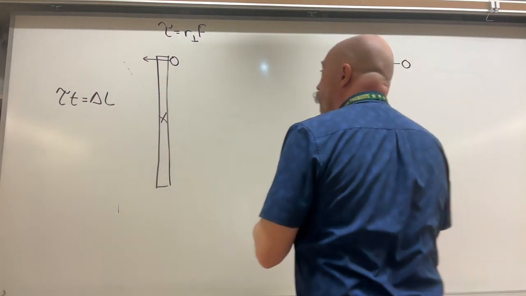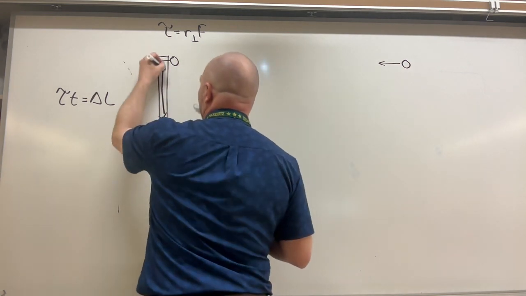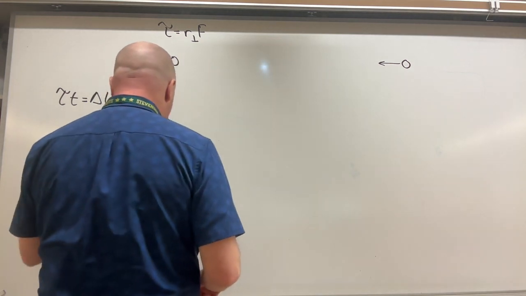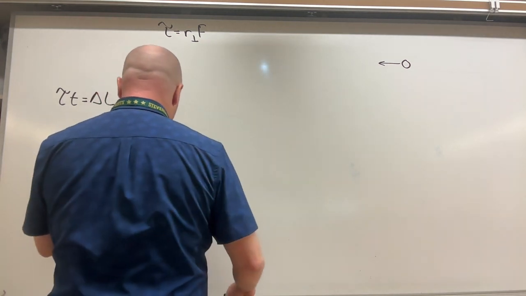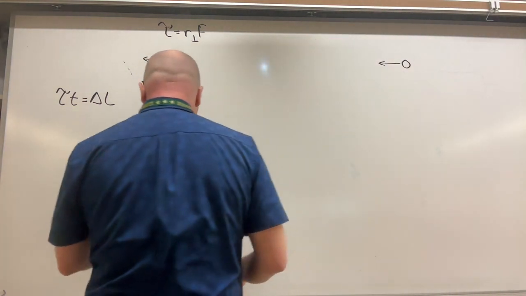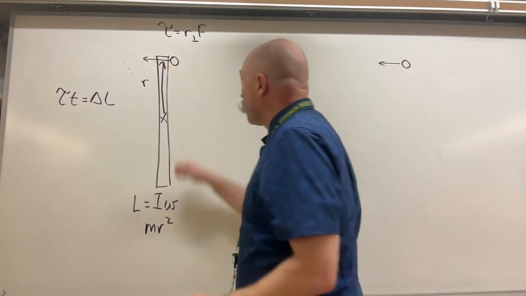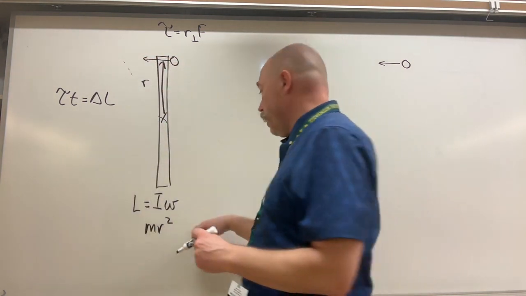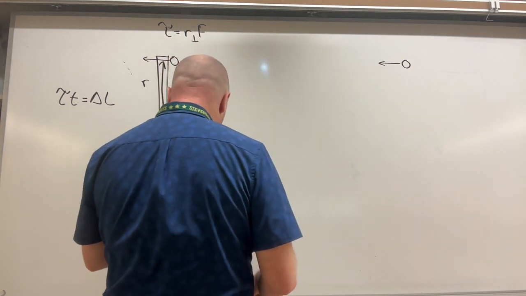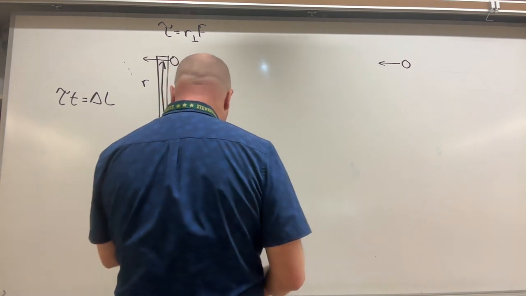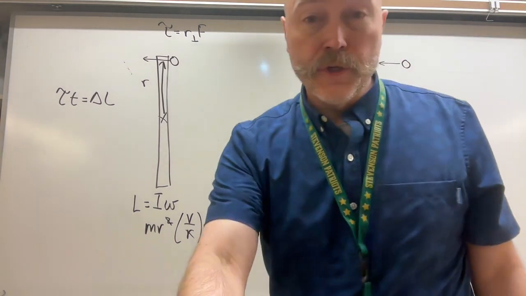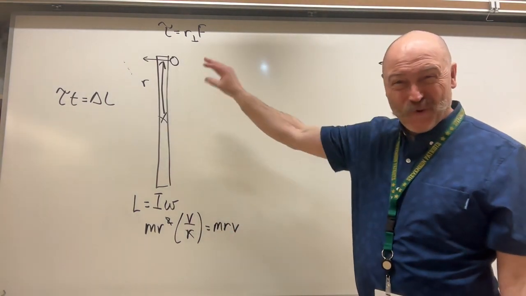If I wanted to draw in the lever arm for that, that would be my lever arm. And if I wanted to write my equation, I would have L equals I times omega. So for the ball, I would be mr squared, because all of the mass is a distance r away. And then omega, we did this before so I'm not going to do it right now, would be v divided by r, and that would simplify down to mr times v. This is the angular momentum of that ball right before the collision.